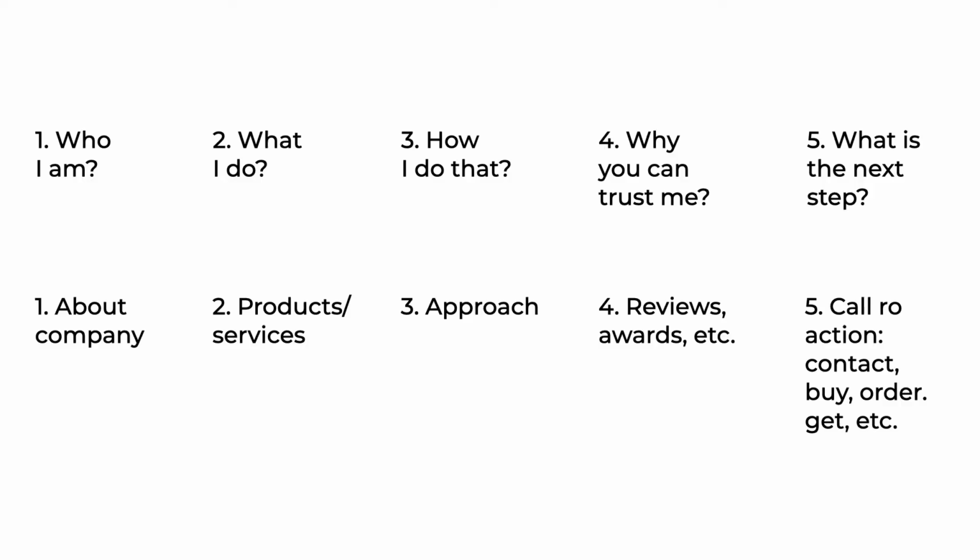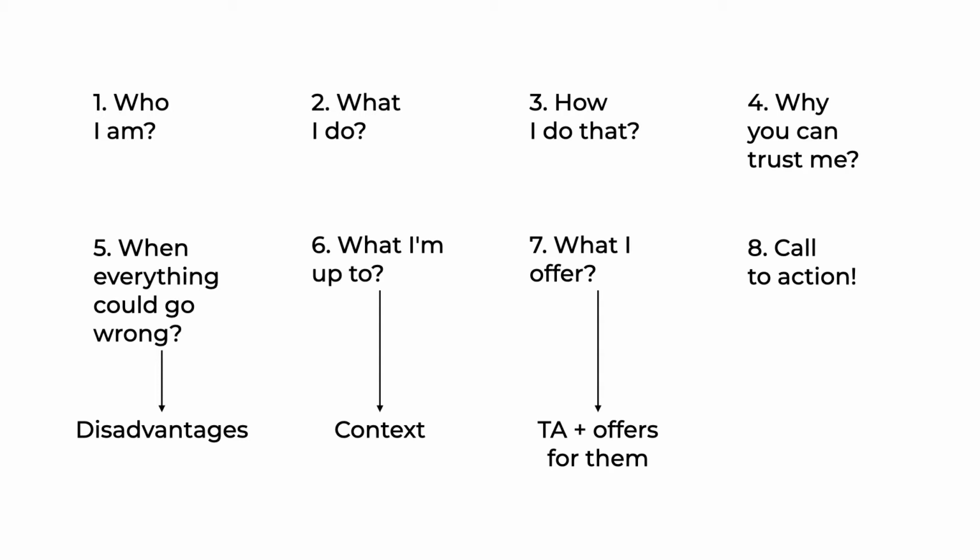These website sections are more commonly named like that: about me, products or services, approach, values, benefits, etc., reviews, awards, etc., and a call to action, like to contact, to buy, to order, etc. According to my brand platform, I need to add some original sections like my disadvantages and the context. And also I want to show straight my target audience segments to cut off unnecessary contacts. And this is definitely not a show off, because this is how I save people's time and money.